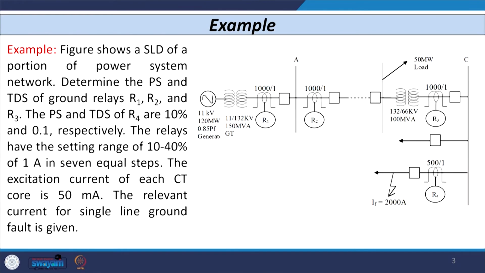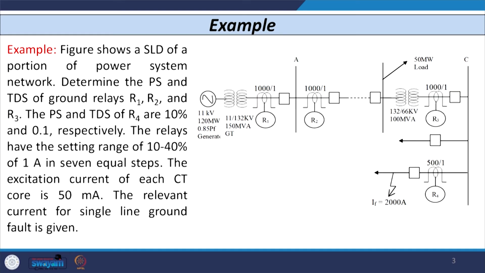Here in this example, one generator is given, that is 11 kV, 125 megawatt, 0.85 power factor. Another generator transformer is given, that is 11 by 132 kV, and then relay R1 is given, relay R2 is given. Then we have another step down transformer, and then relay R3 is given, and another relay is also connected, that is relay R4 at another feeder.